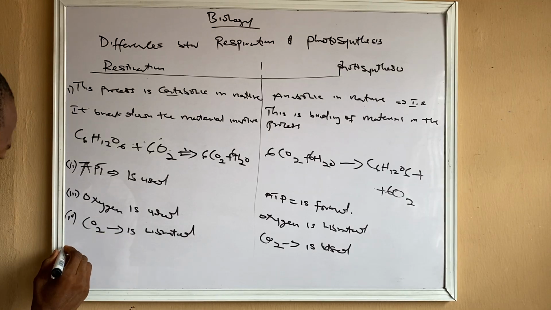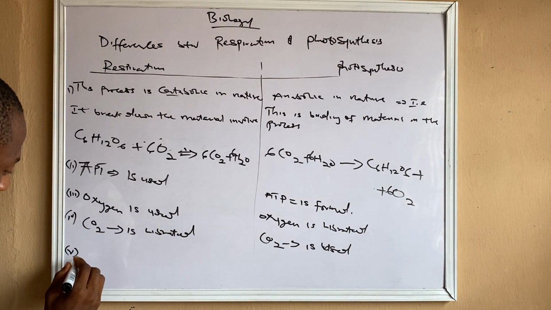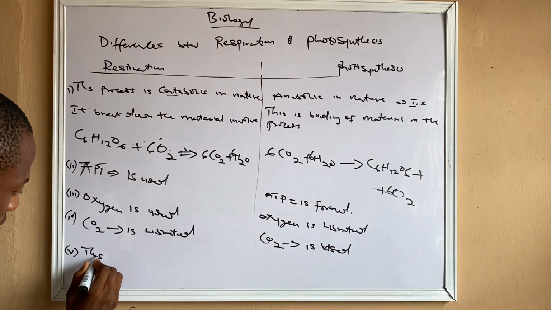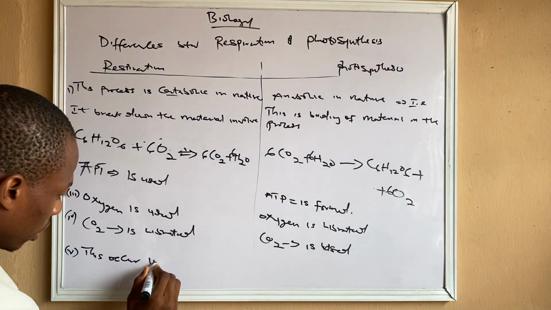And the last one, five: these occur in mitochondria.